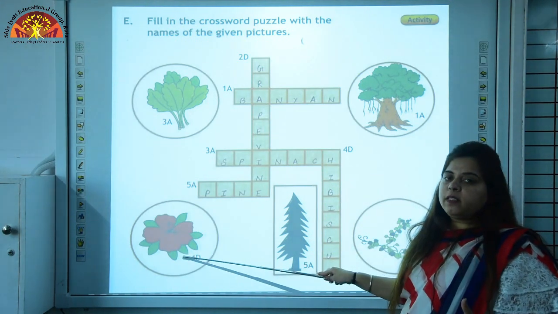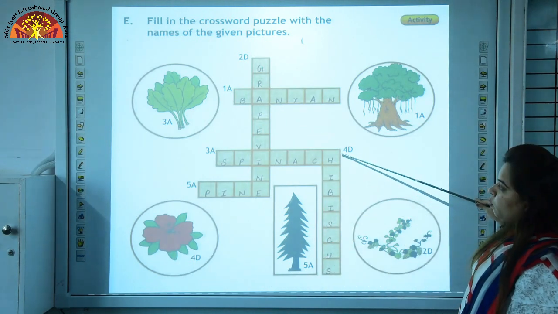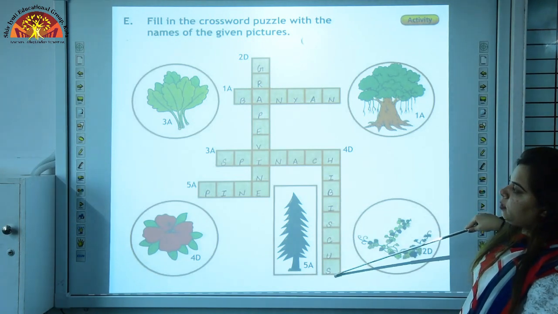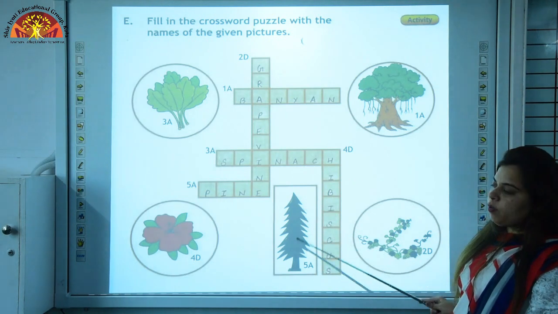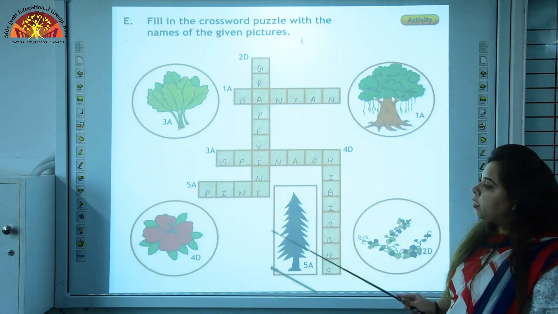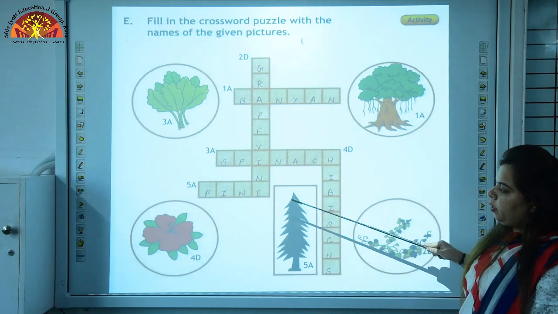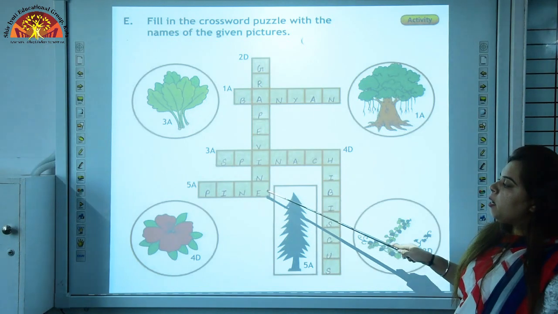Okay, which flower is this? This is hibiscus. So we will write hibiscus over here. HIBISCUS. 5A. Okay, which tree is this? This is a pine tree. So we will write PINE, pine over here, in front of 5A.